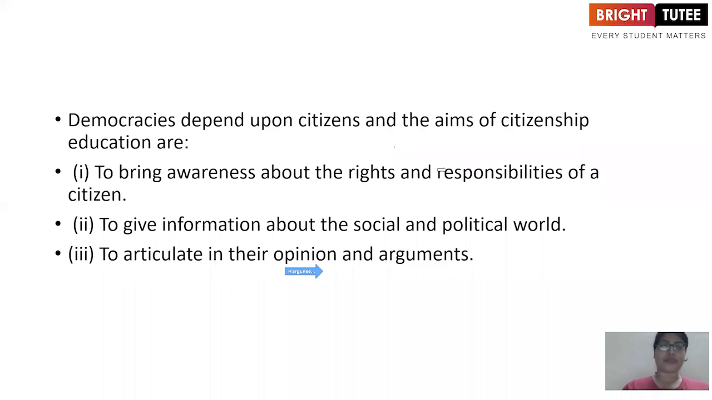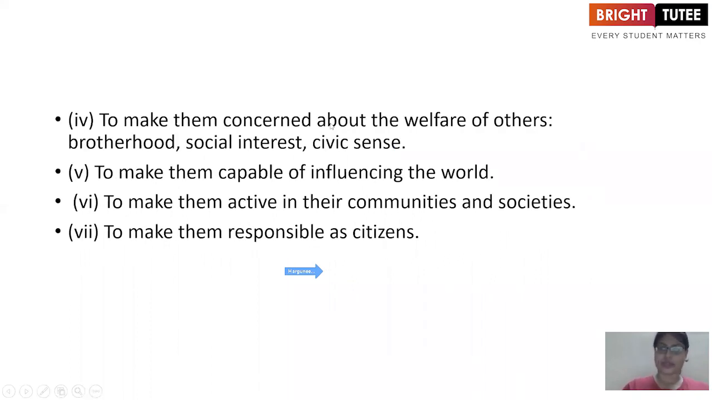So this is important to understand, that if you're educated, you will become a good citizen and you will be in a position to express your opinion as well as arguments. At the same time, to make them concerned about the welfare of others. So virtues such as brotherhood, virtues such as social interest, not only limiting your actions to your own individual interest, but actually moving forward, moving beyond that and thinking about social interest.